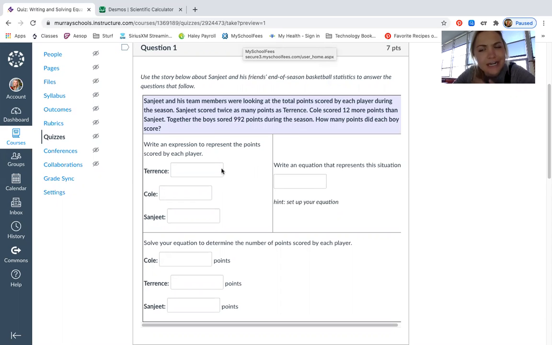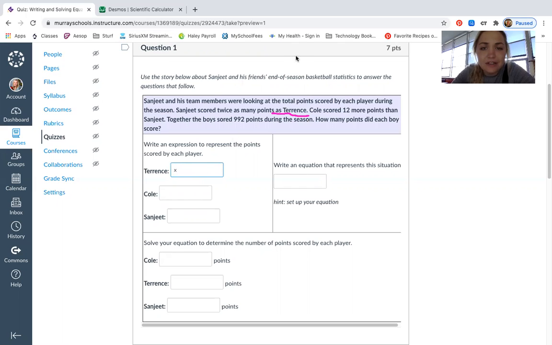So remember how we always try to decide who does everybody depend on? Well, let's figure that out here. It says Sanjeet scored twice as many points as Terrence. So Sanjeet depends on Terrence there. Cole scored 12 more points than Sanjeet. So Cole depends on Sanjeet, and remember, Sanjeet depends on Terrence. So it sounds like everybody depends on Terrence. So I would say that Terrence is going to be X, the expression that everybody else's expression will depend on.